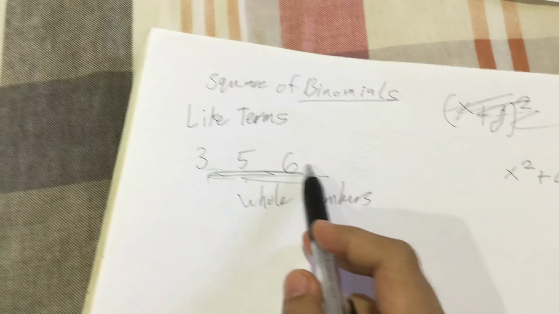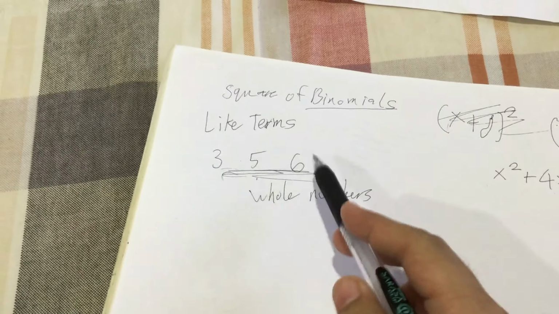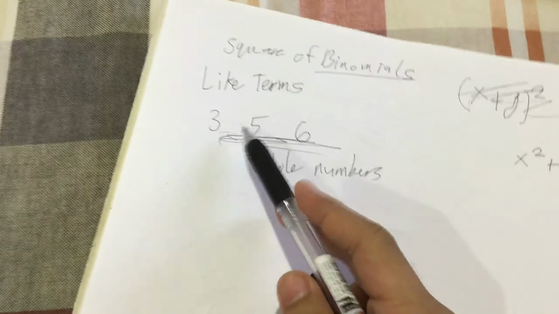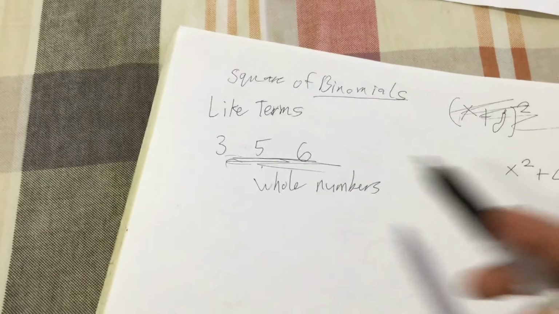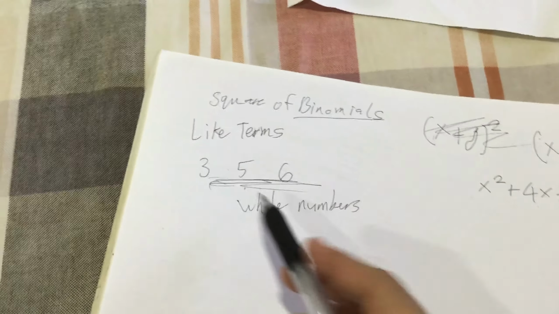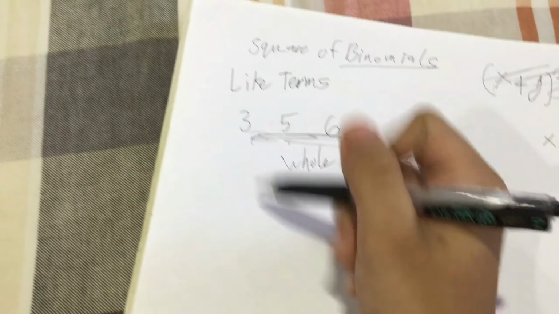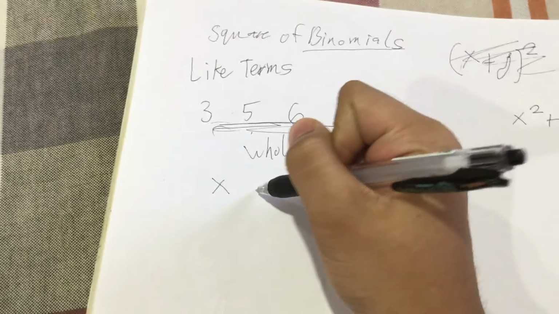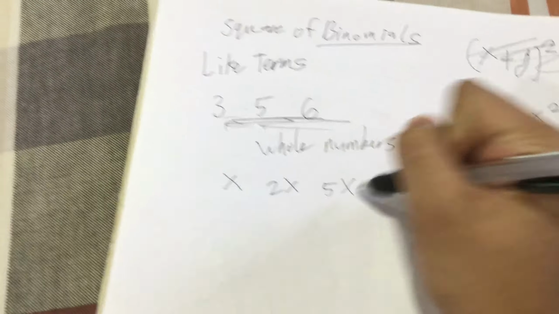Can you add them together? Yes, you can. Can you subtract them together? Yes, you can. Can you multiply and divide them together? Yes, you can. And that's what makes them like terms, because all of them are considered whole numbers. Next, what about this? X or 2x or 5x.